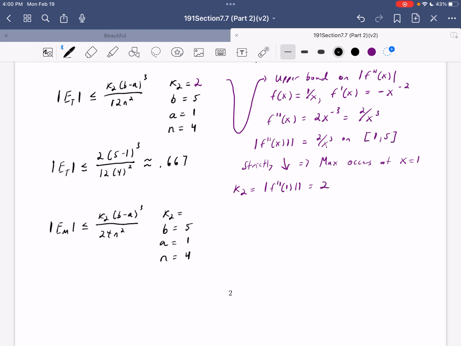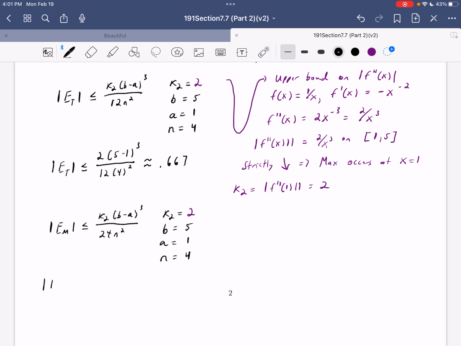Now, k2 references the same k2 on the same function on the same interval, so we know we are safe in just reusing the value of 2. Now, if we shifted intervals, if we said, let's look at the definite integral from 6 to 10, well, then that k2 would change. If we looked at a different function, obviously that k2 would change. But in this case, we've already done it for this function on this interval, so we can just go ahead and directly carry it over.